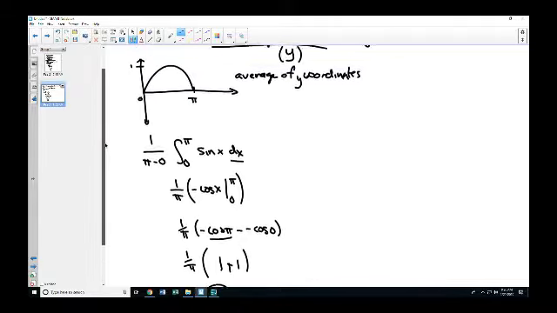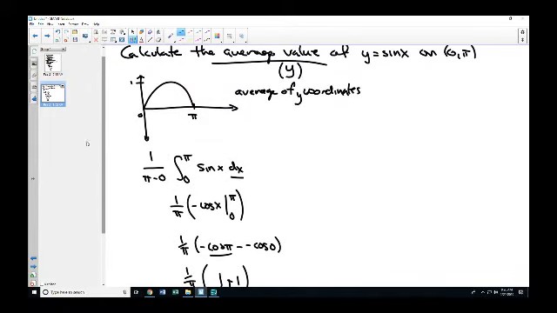Do you have a calculator? No. Take 2 divided by pi. Nobody has one? Man. Alright. So somewhere in here, 2 over pi. So 2 divided by 3.14 is approximately 0.6.